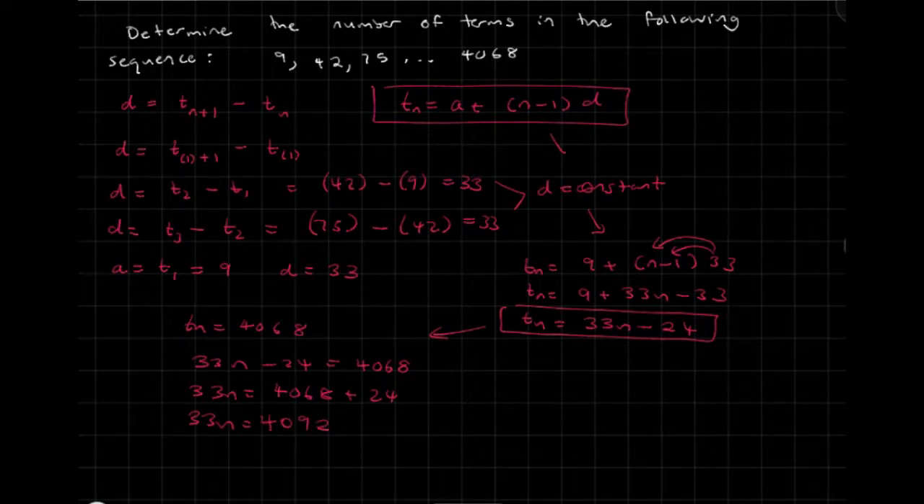4092, right? Now what we want to do is solve for n, so I'm going to divide by 33 on both sides. When you divide by 33, n is equal to 124. So this in fact is the 124th term of the sequence.